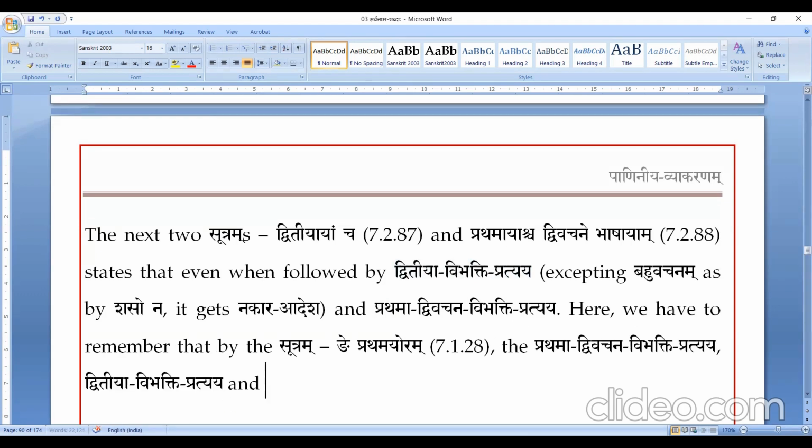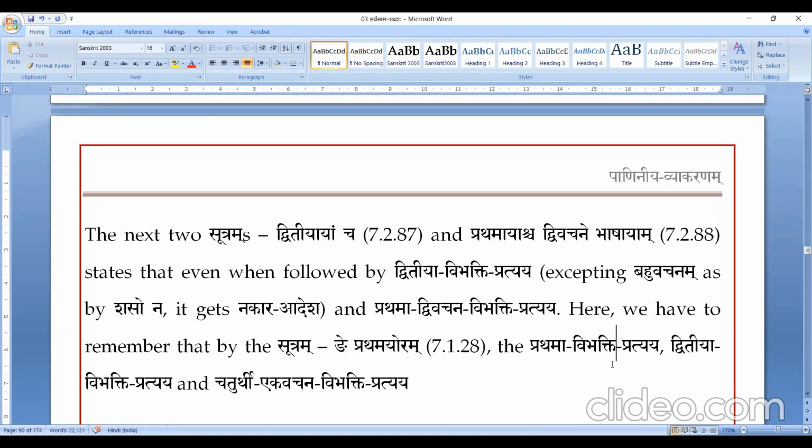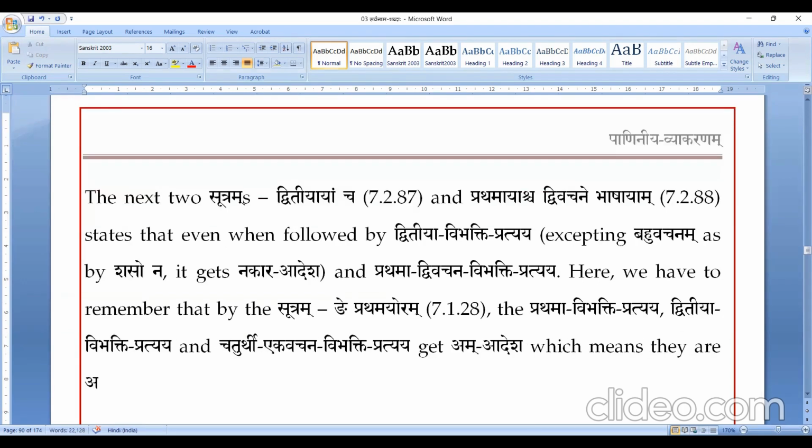And Chaturthi Ekavachana Vibhakti Pratyaya, Prathama Vibhakti Pratyaya, Dvitiya Vibhakti Pratyaya, Chaturthi Ekavachana Pratyaya gets what? They get Adesha, right? Which means they are Adesha Vibhakti Pratyayas.